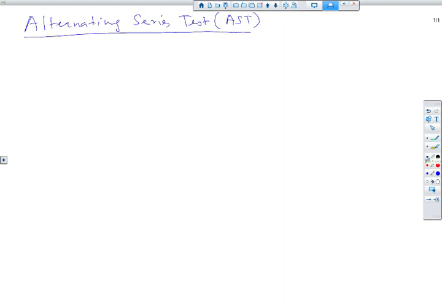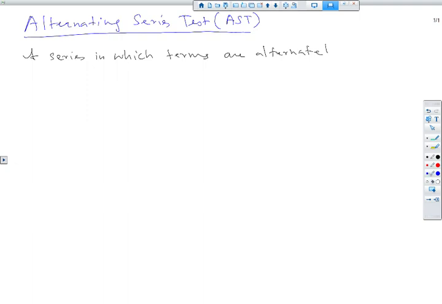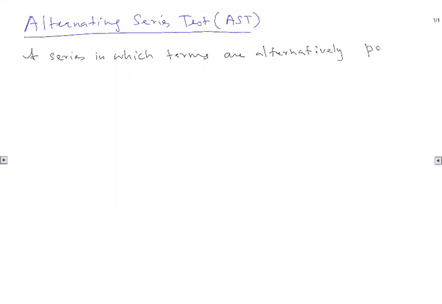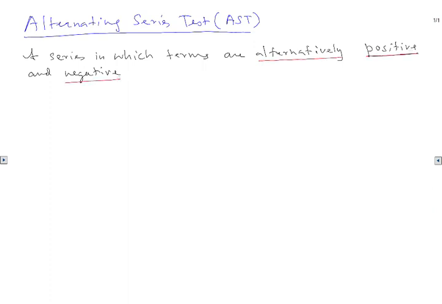So, let's write the definition. A series in which the terms are alternately positive and negative is called an alternating series.